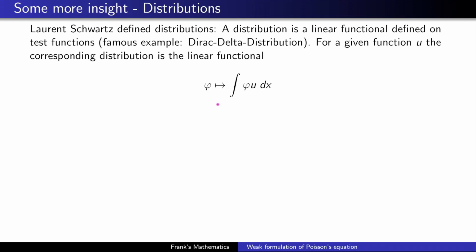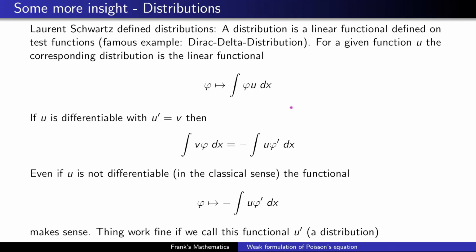Keep in mind that not every distribution can be expressed as such a linear functional. For instance, the Dirac delta distribution cannot be expressed in such a way. But if you have a function u, then you can make a distribution in the following sense here.